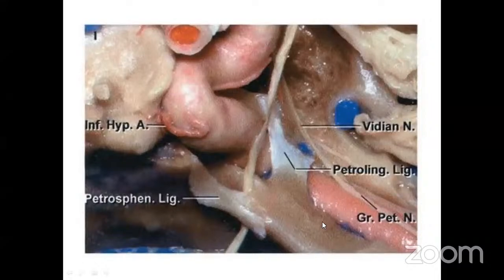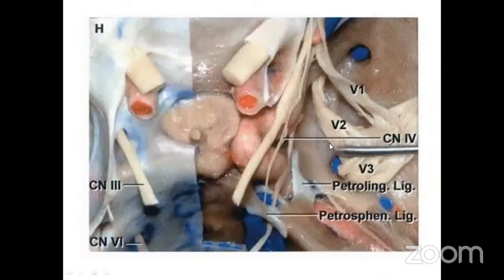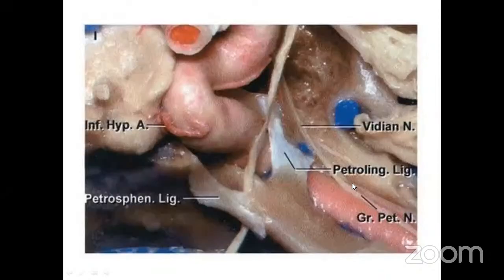Okay. Moving further, we are viewing this part, the inferior part, and we're zooming in on it. We can appreciate that this is the 5th cranial nerve. This has been retracted back. This cylindrical thin nerve that is coming from behind the petrosphenoidal ligament is the 6th nerve.